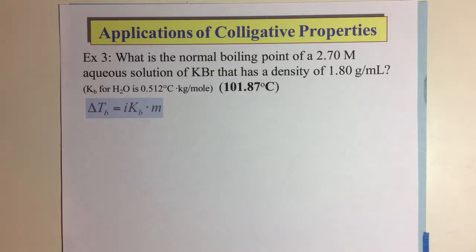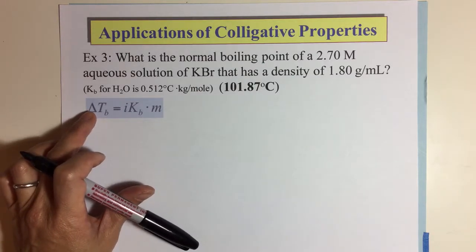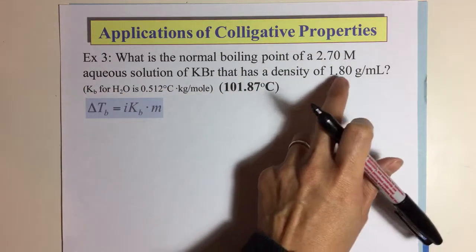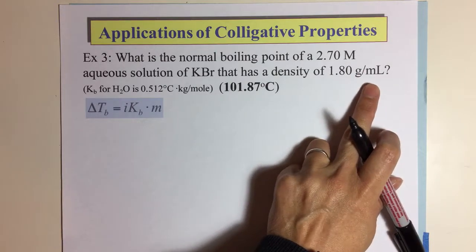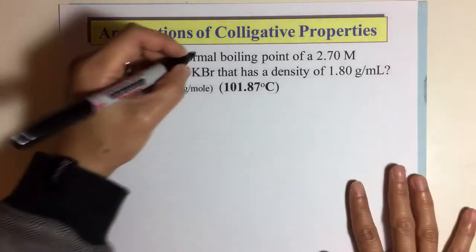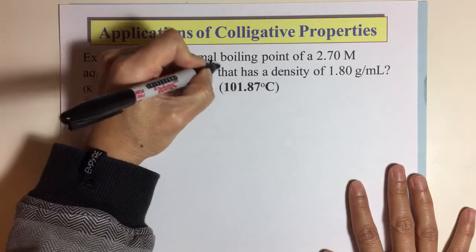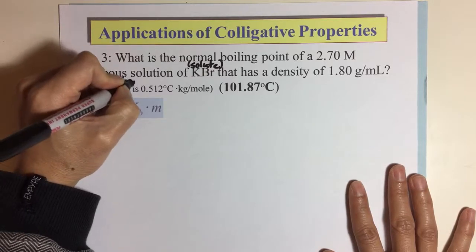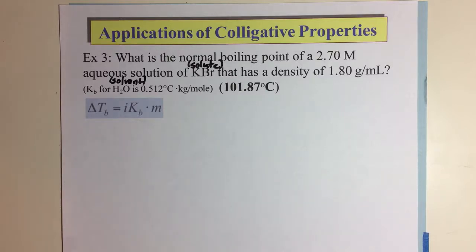In example number 3, we're looking at finding the normal boiling point. So really we're focused on finding the delta T here of a 2.7 molarity aqueous solution of KBr that has a density, so the solution's density is 1.8 grams per milliliter. So again, identify the solute, and I'll put it over here so that I know. So this is my solute. The solvent is water, so I can just put the word solvent above H2O here. Identifying that will help you to know where you're going, how you're going about converting it.